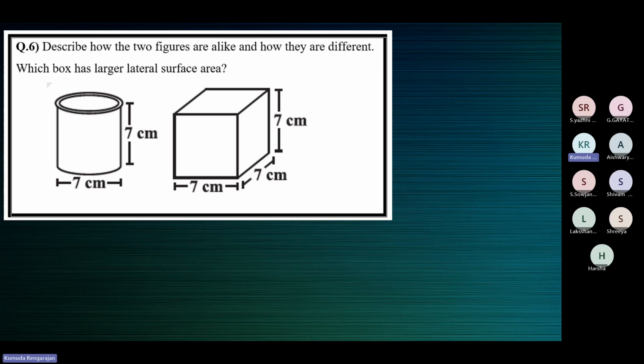Describe how the two figures are alike and how they are different. Which box has larger lateral surface area? Lateral surface area is curved surface area. Describe how the two figures are alike and how they are different. That's a theory question, the first part, how they are alike and how they are different. The numerical part is which box has larger lateral surface area.